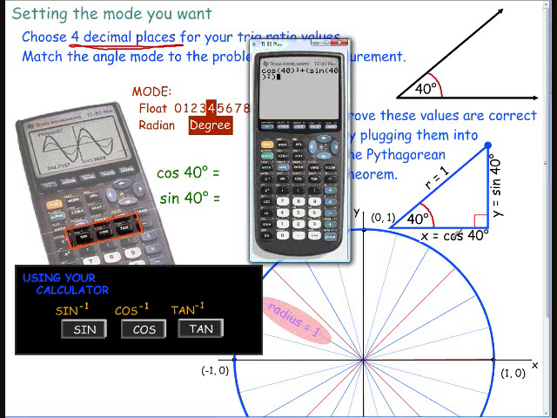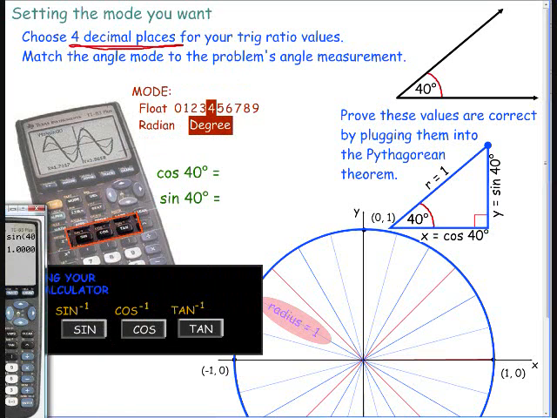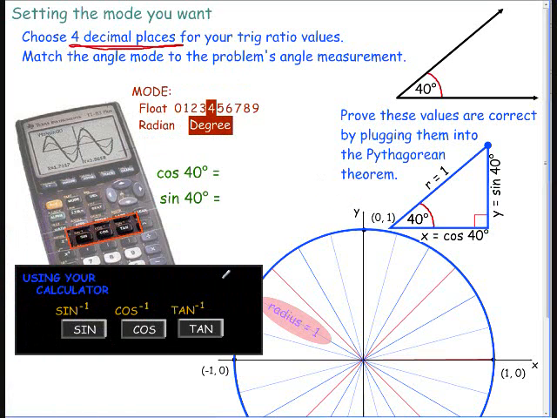X squared plus y squared should equal r squared. Come on. Enter. Come on. Oh, why is it not working? There it is. Guess I wasn't touching it hard enough. So that's a little proof.